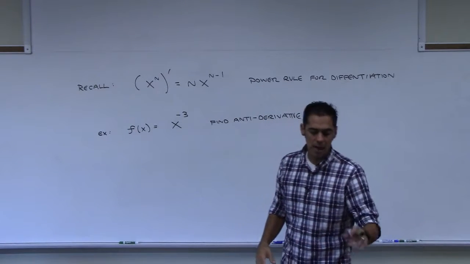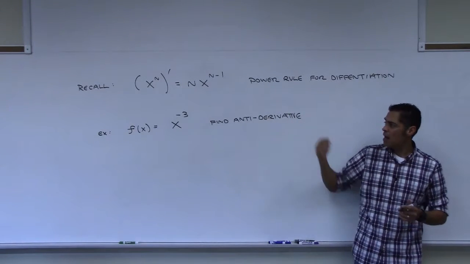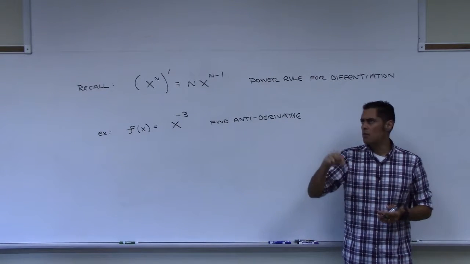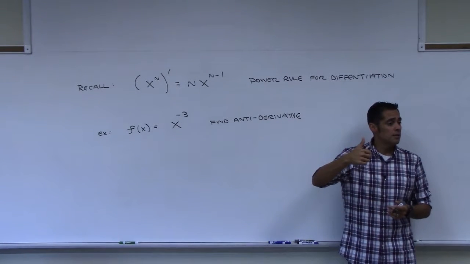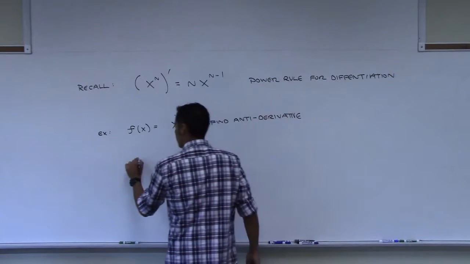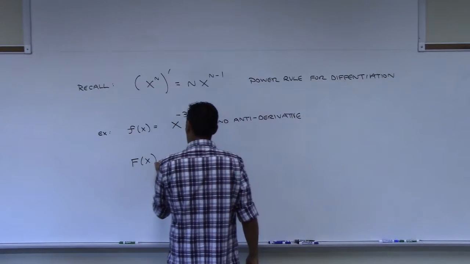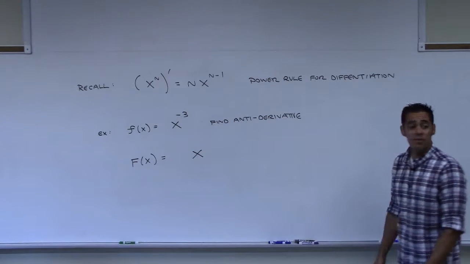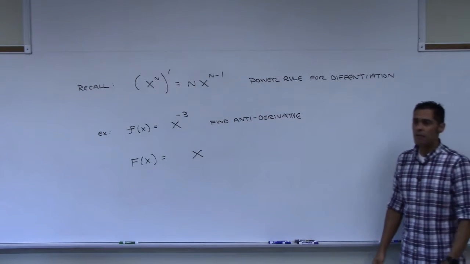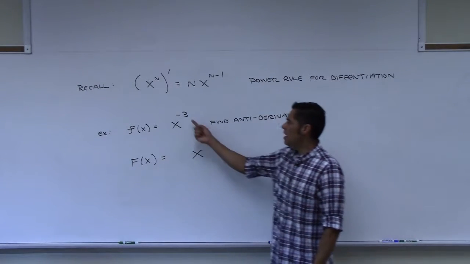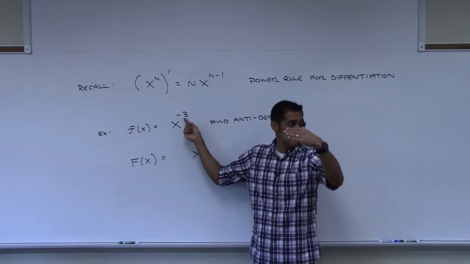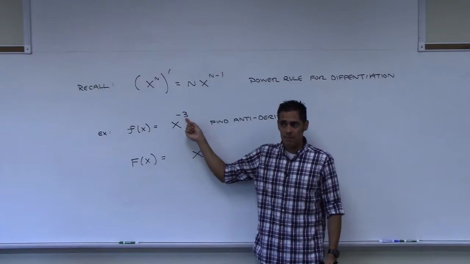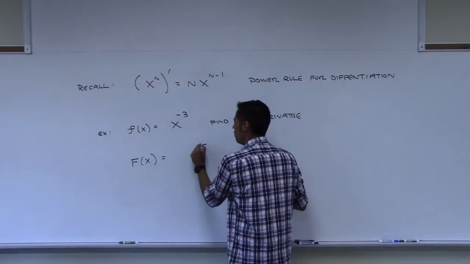All right, so the idea here again is that if we have a power like this, when we do the antiderivative, the power is not going to go down by 1, it's actually going to go up by 1. So I know that my antiderivative, capital F of x, should be x to what power? Negative 2, not negative 4, because this is negative 3. If you add 1 to that, it becomes negative 2.